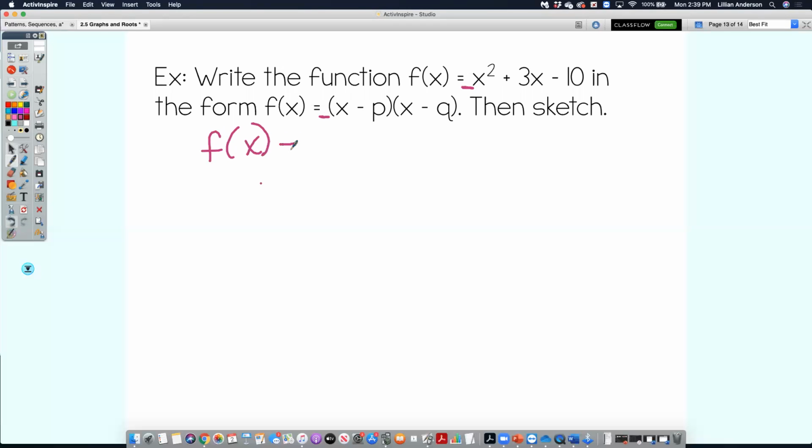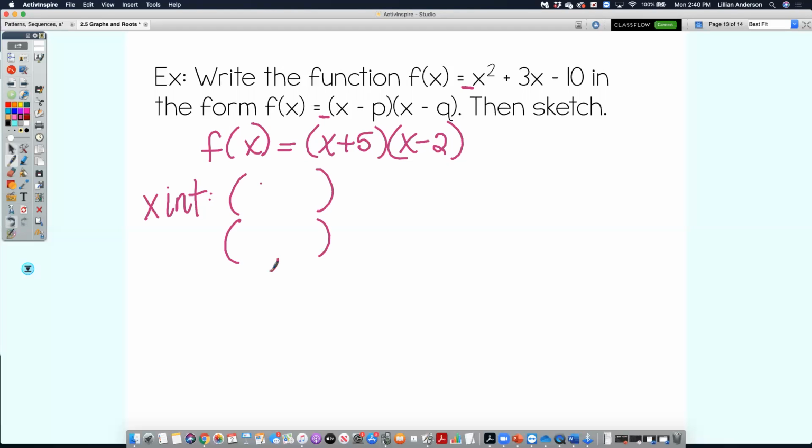All you need to do from here is ask yourself what two numbers multiply to give you negative 10 and add together to give you a positive 3. So then it'll be (x plus 5)(x minus 2). There it is, in factored form. My x-intercepts are what? Remember, they're (p, 0) and (q, 0).